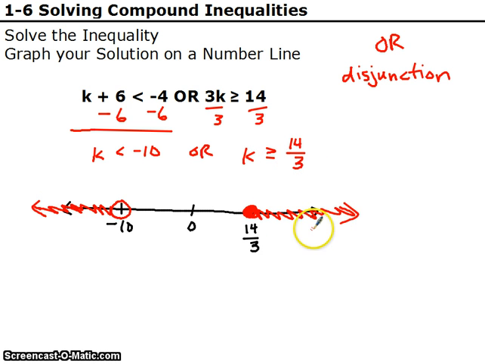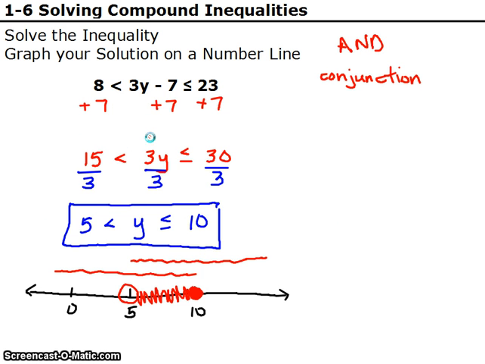Notice how these two sections do not overlap. But since it's an OR problem, that doesn't matter. We don't need them to overlap. Anything in either one of these sections is going to make this whole statement true. Whereas on the AND problem that we just did before, it has to be in both sections to be true. Okay, AND versus OR.